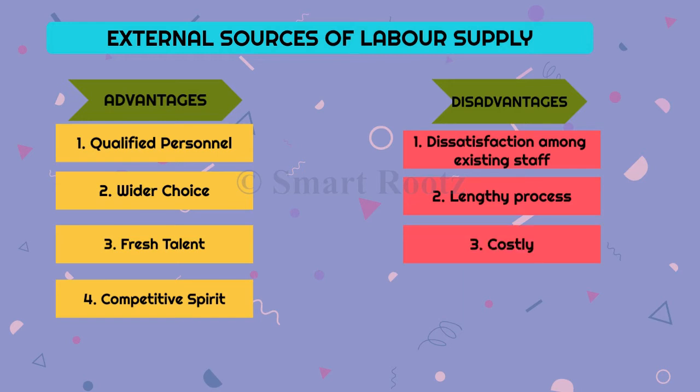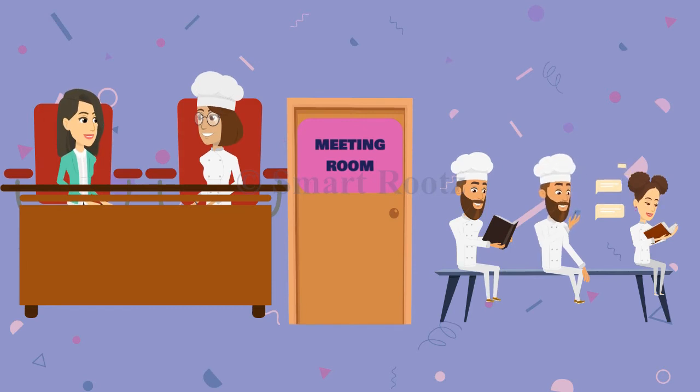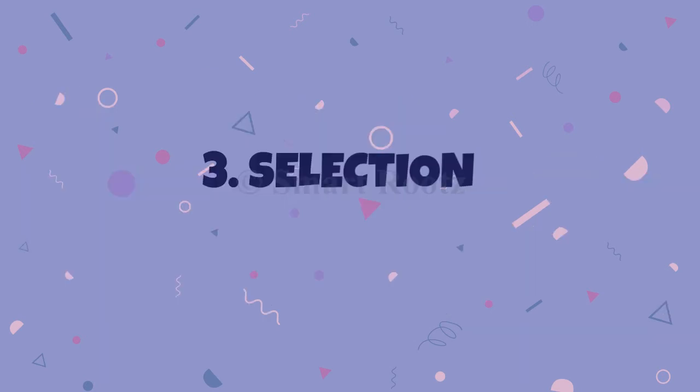As a third step in the staffing process, after recruitment, Joe has to identify and choose the best person out of the number of candidates who have applied for the job. This is the process of selection.